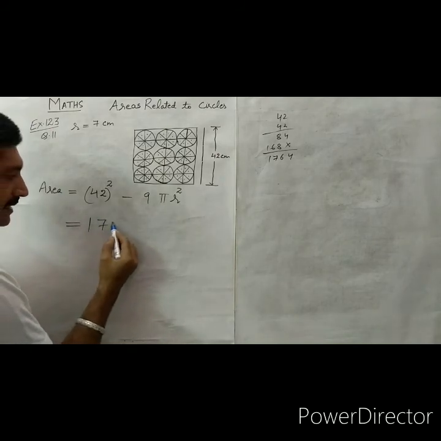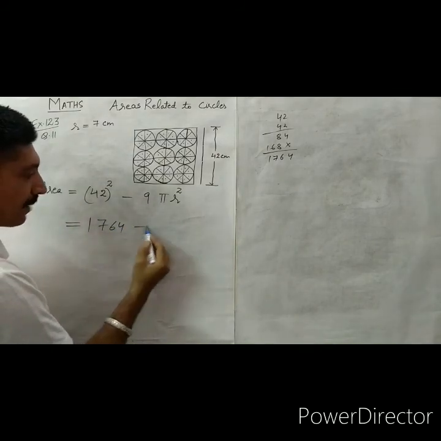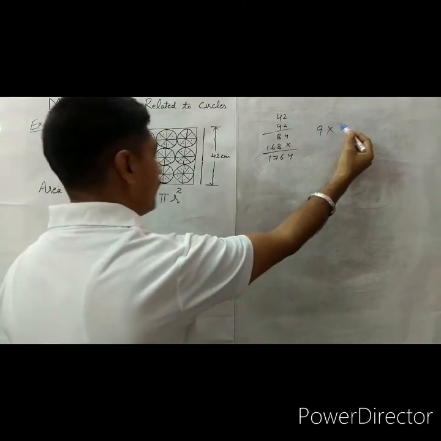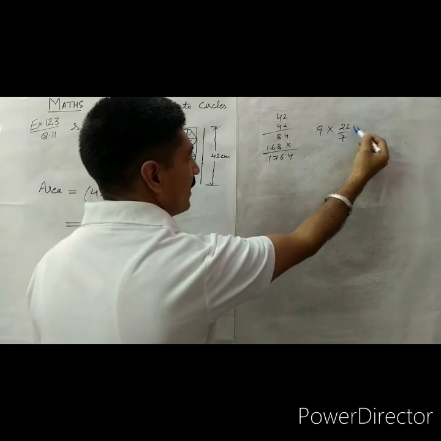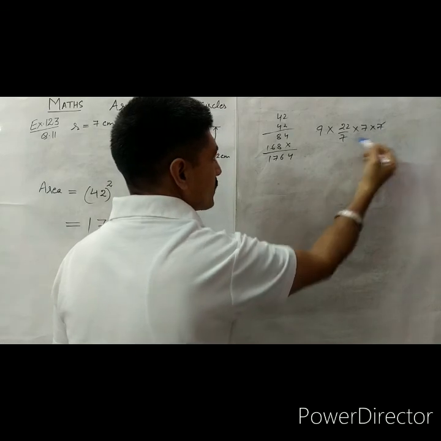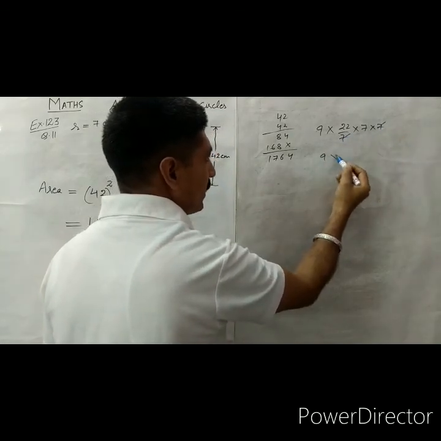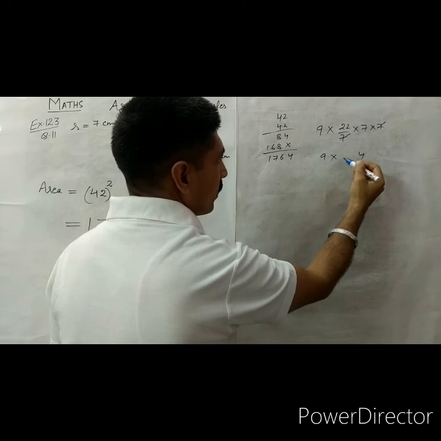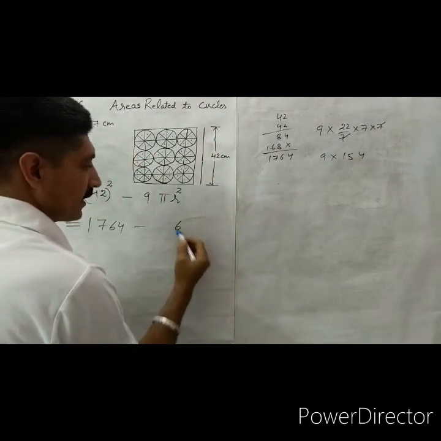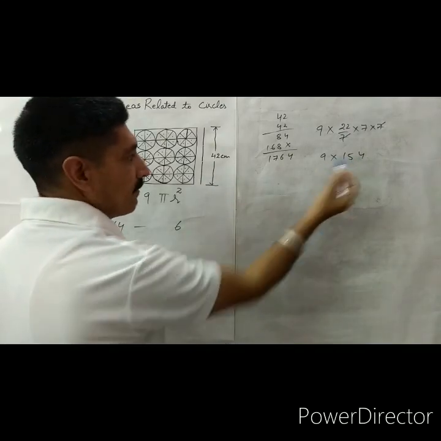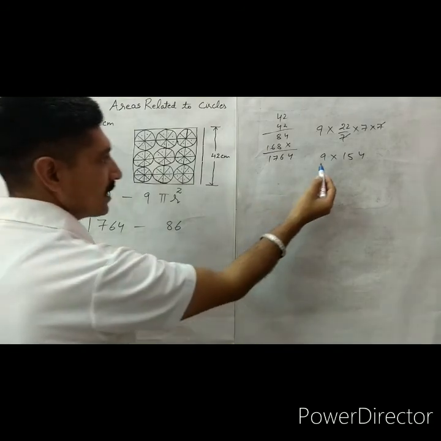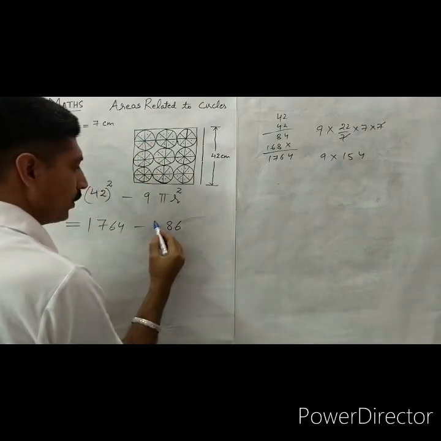So 1764 minus 9 into, here we have 9 into pi 22 upon 7, and r is 7. So 7 into 7. So 154. So here 9 fours are 36, 9 fives are 45, plus 3 is 48, 9 ones are 9, plus 4.